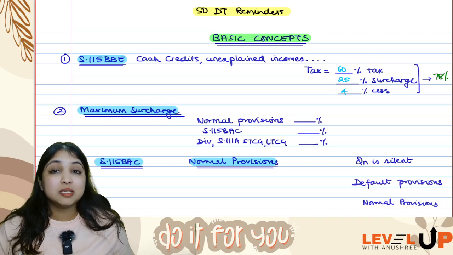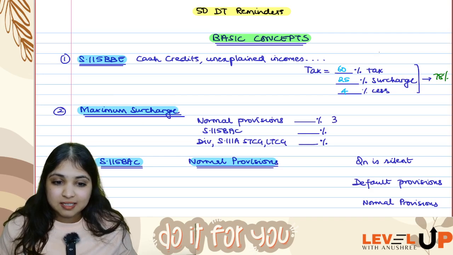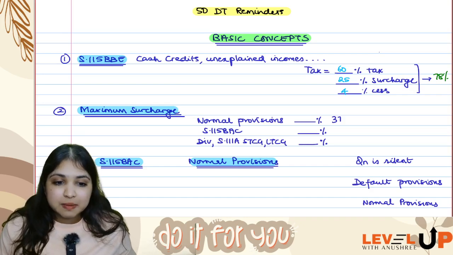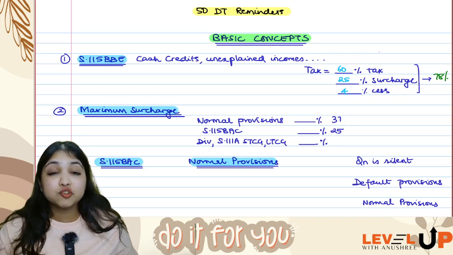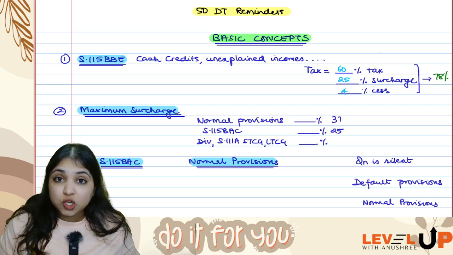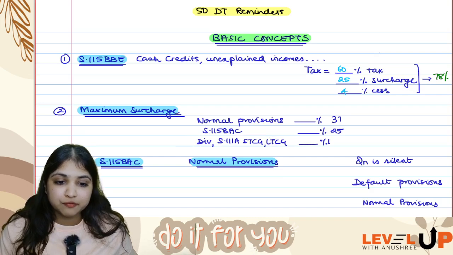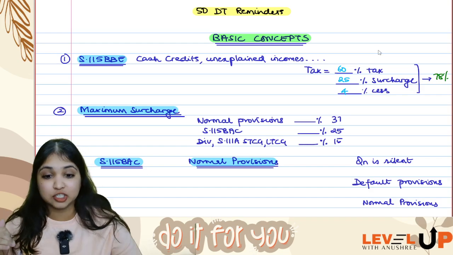Then what are the maximum surcharge rates? Under the normal provisions, the maximum surcharge rate is 37%. But under 115BAC, the maximum surcharge rate is 25%. And if your assessee is having any dividend income, 111A STCG or any LTCG, whether default provisions or normal provisions, the maximum surcharge rate for these three incomes is going to be 15%. What are the three incomes? Dividend, LTCG and 111A STCG.